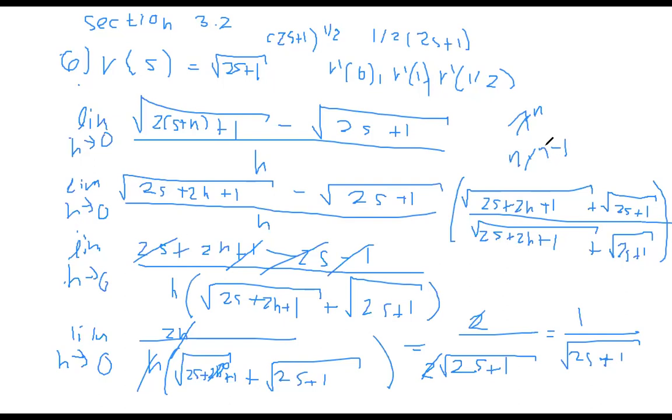So 1/2 times 2s plus 1, and then the n minus 1. So it's going to be 1/2 minus 1. So this is going to be to the negative 1/2, right? So then this, if you readjust this, this is going to be 1 over root 2s plus 1. And you can see that this matches the same thing here.